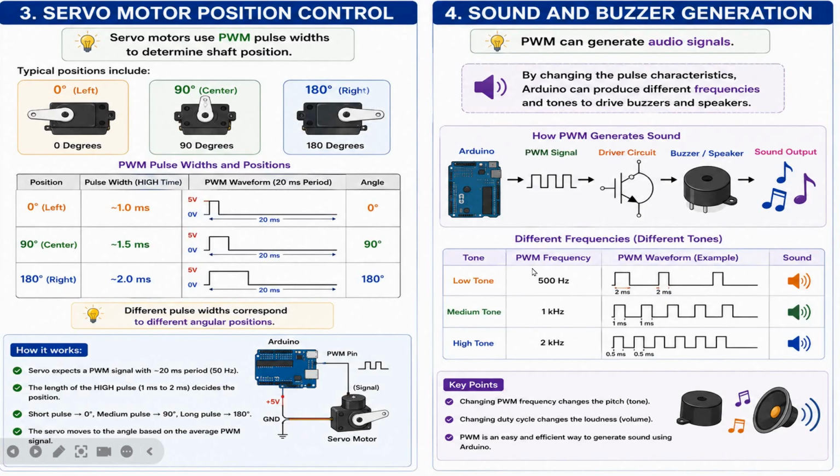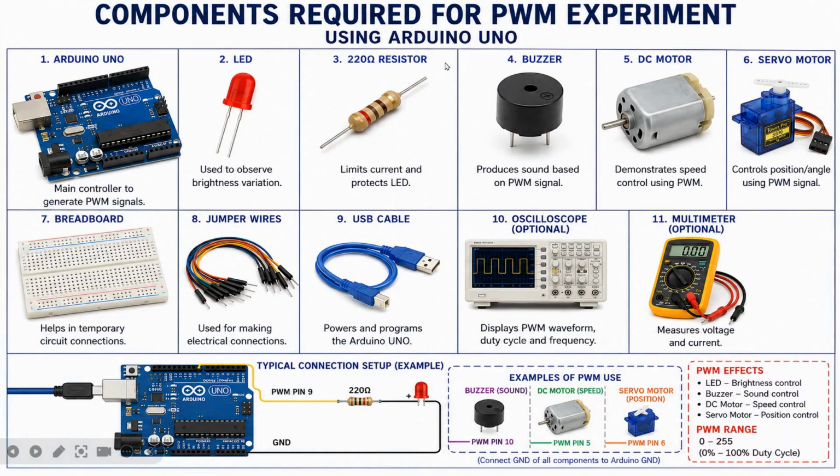So if it is a low tone, then the PWM frequency will be 500 Hertz, and if it is a medium tone, it will be 1 kilohertz. For high tone, it will be 2 kilohertz. So as the frequency is increasing, the pitch of the sound is also increasing. Changing the PWM frequency will change the pitch, that is the tone of the sound, and changing the duty cycle changes the loudness, that is the volume. Okay, and PWM is an easy and efficient way to generate sound using the Arduino.